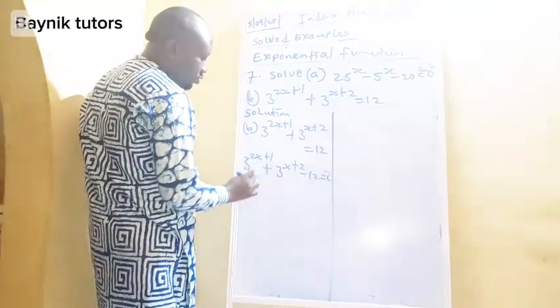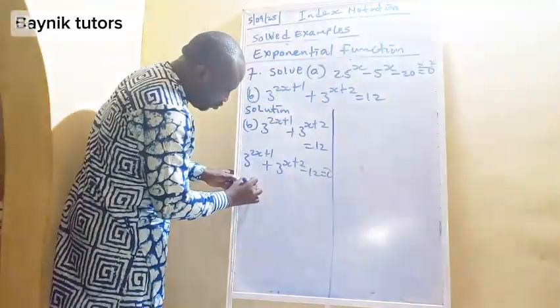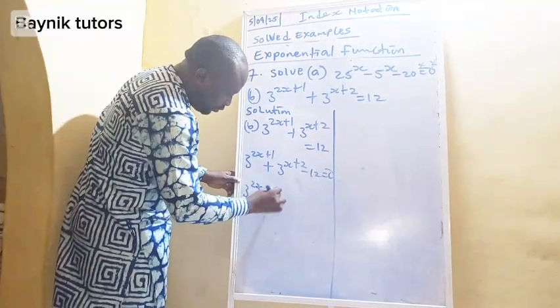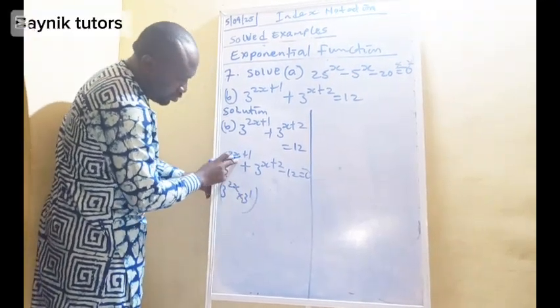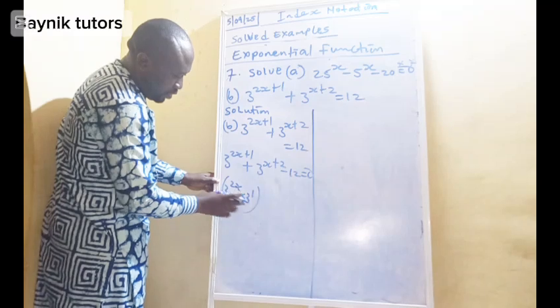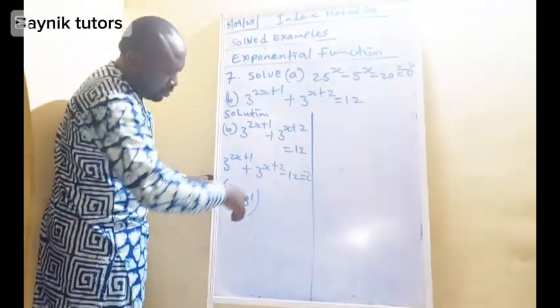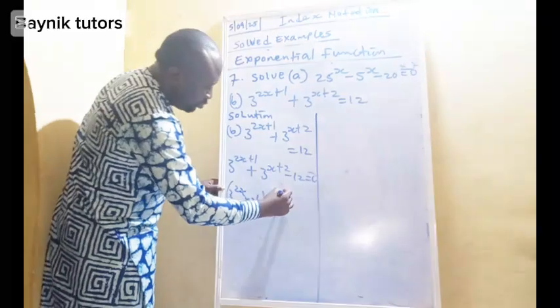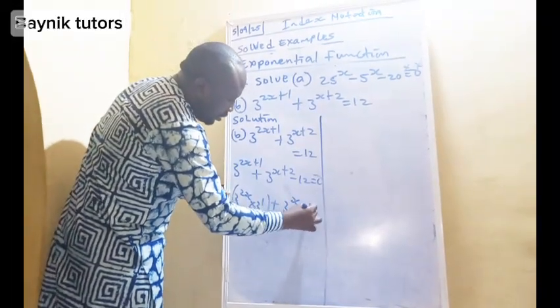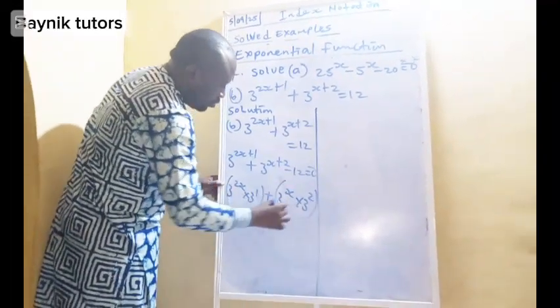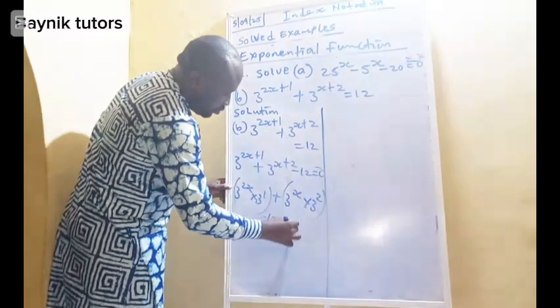That's the difference. So here will be 3 raised power 2x times 3 raised power 1. This multiplication law will produce this. So take note of that. Common base, we add the power. That's the result. So we have to return it back to the real value. So here will also be 3 raised power x times 3 raised power 2, then minus 12 is equal to 0.